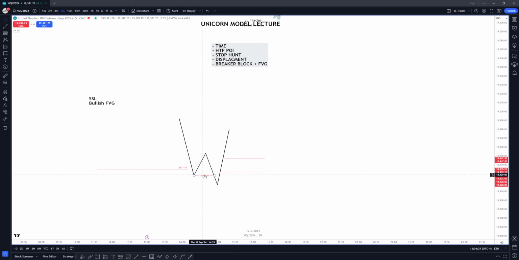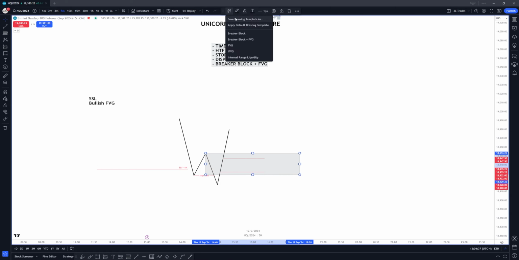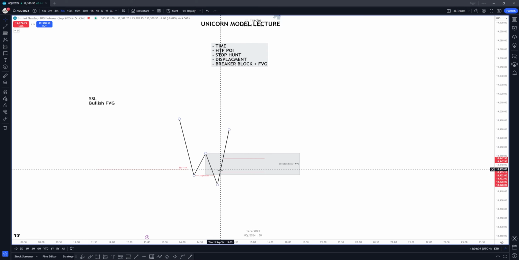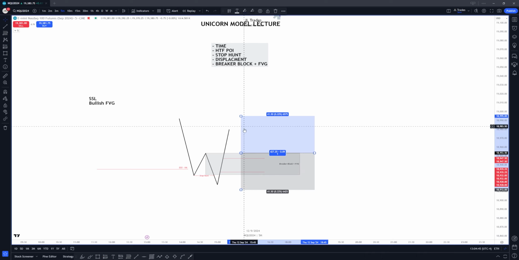This is a stop hunt. Assuming this, for example here, this is our breaker block. We would now mark this out as a breaker block with a fair value gap inside. We would then, at this moment in time, put a limit order at the top of the breaker block and a stop either below the breaker block or at the swing low.